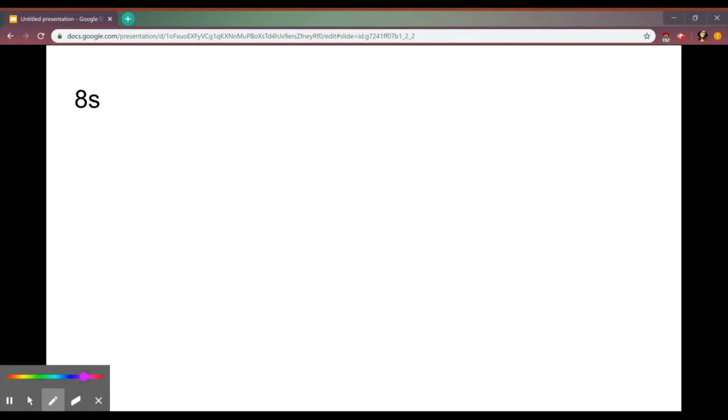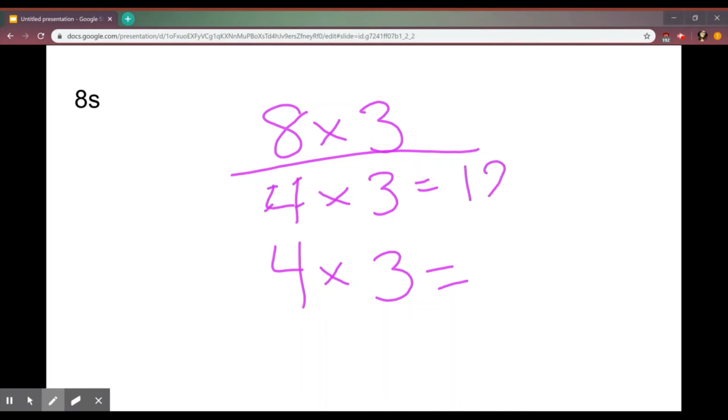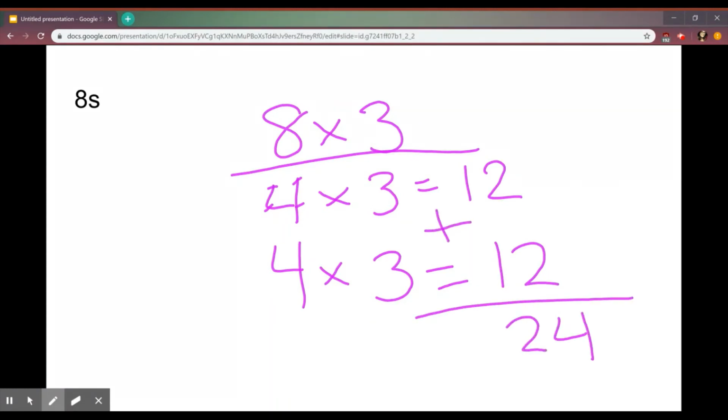Let's say I had 8 times 3. I'm going to split it into fours this time. I'm going to split my 8 into 2 fours, because 4 plus 4 is 8, which means my other numbers stay the same. I hold up four fingers and count by threes, I get 3, 6, 9, 12. This is the same problem, so they are both 12. And then I add them together, and I get that 8 times 3 equals 24.